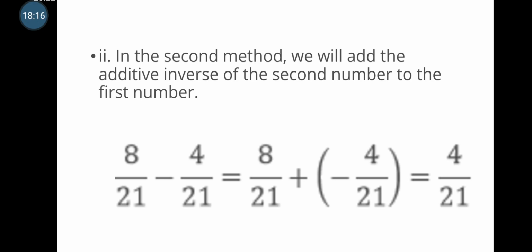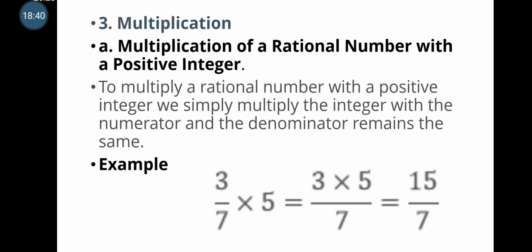In the second method, we will add the additive inverse of the second number to the first number. So what is the additive inverse of 4 by 21? It is minus 4 by 21. Then you will get 8 by 21 plus minus 4 by 21. So that is 4 by 21 only.